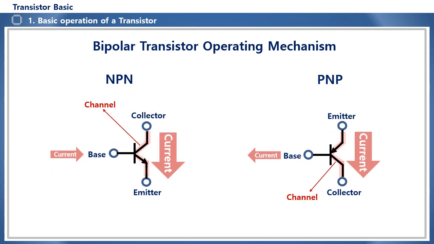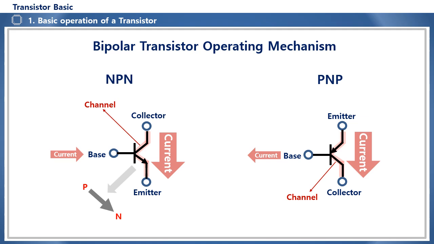Bipolar transistors come in two types, NPN and PNP. The directions of the base control current and channel current are opposite to each other. The NPN type has a structure in which the channel current flows from the collector to the emitter when current enters the base, while the PNP type has a structure in which the channel current flows from the emitter to the collector when current exits the base. Here, the way to distinguish NPN and PNP is based on the arrow on the emitter side.